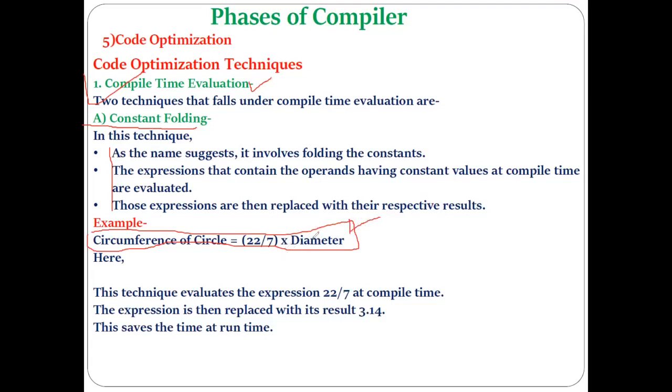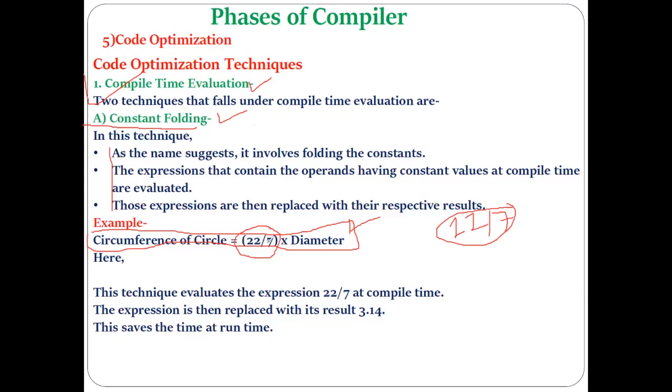This instruction will get executed when we run it, but is it possible to do the evaluation during compile time only? Yes, you can do the evaluation of this particular code, like 22 by 7. There is no need to process 22 by 7 at runtime. It is possible to do this computation during compile time only. So that is called constant folding.